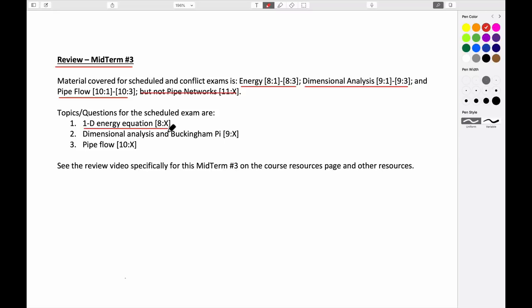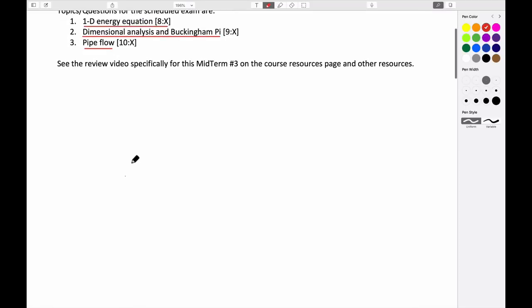Energy equation is one of them in the physical form. Dimensional analysis using Buckingham pi to solve a problem of similitude and to scale something, an experiment, and straight pipe flow in one of the modalities. So this will be posted on the resource homepage, and so the individual components are just these three individual pieces. So first off, the energy equation.